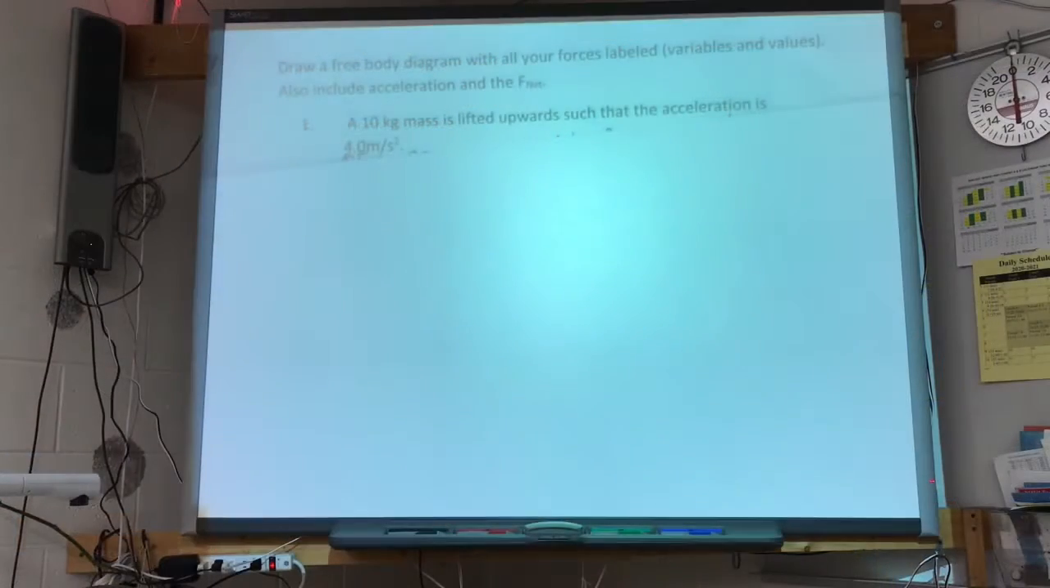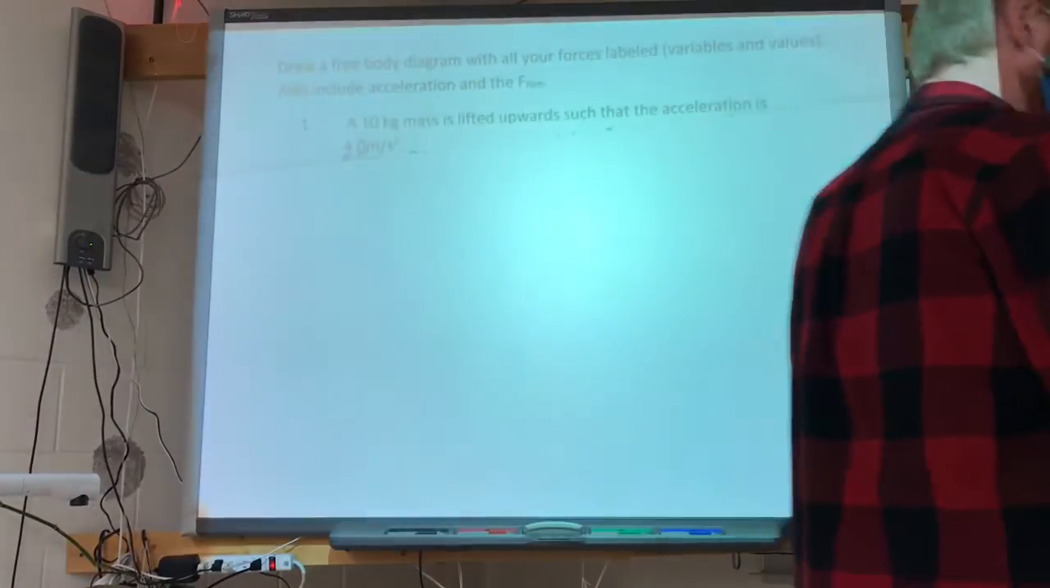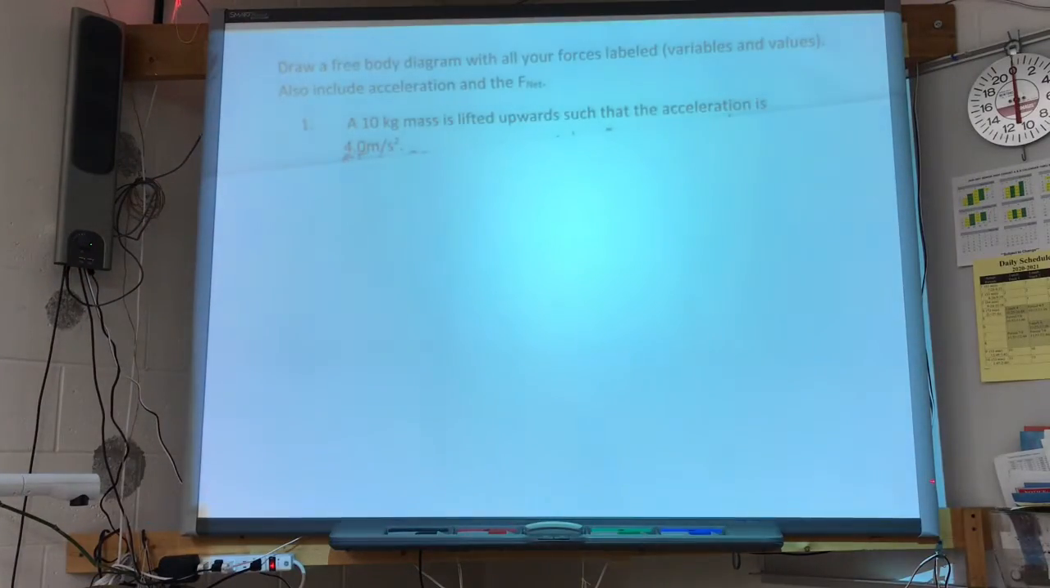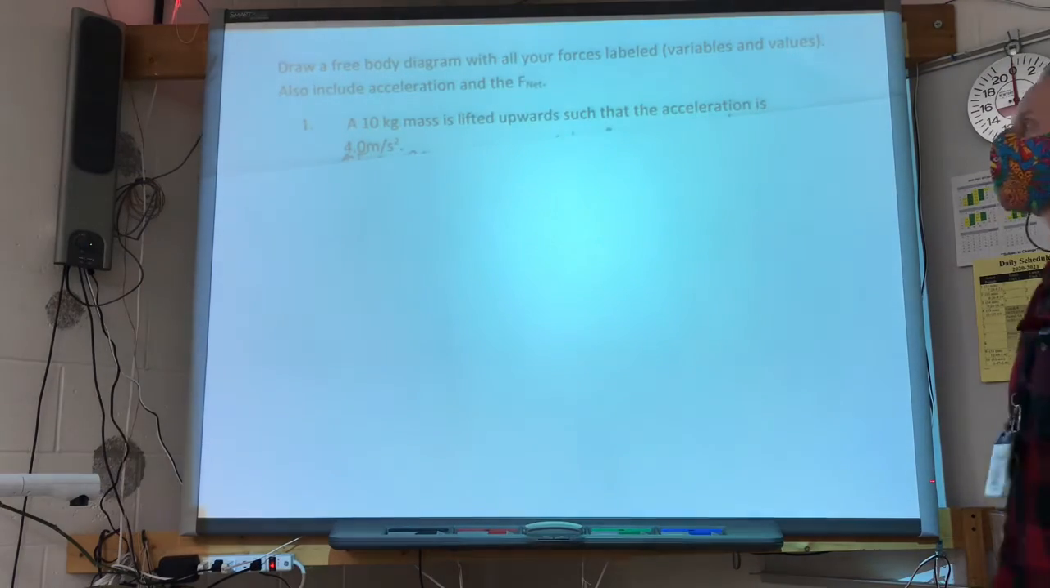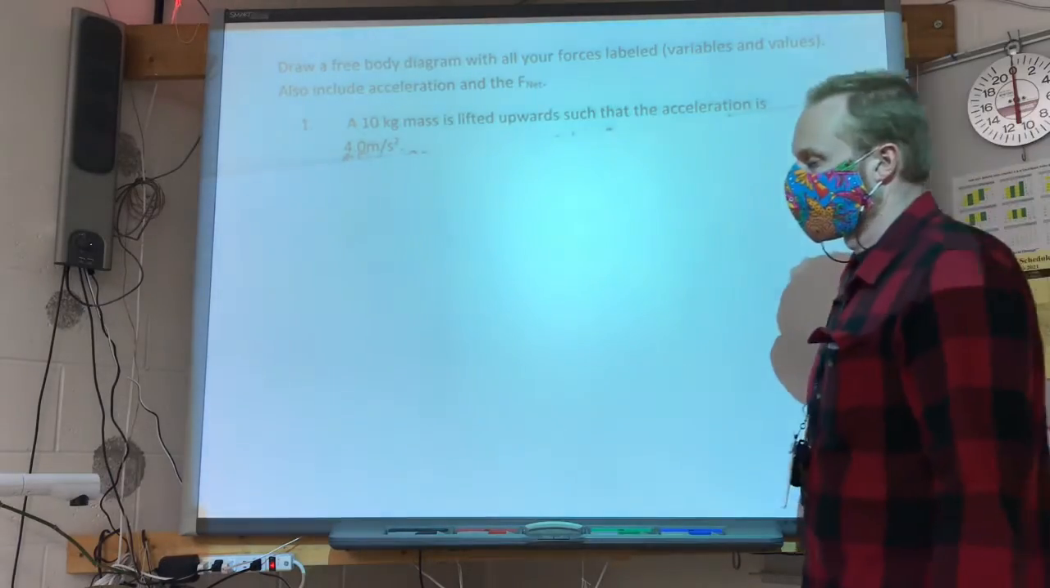Let's take a look at these 2 problems. As I was quick walking around, I saw most of you were kind of wrapping up that first one, didn't quite get to that second one, but I'll keep that in mind. So this is a 10 kilogram object, again, 10 kilograms, F of G is still going to be 98 because the mass didn't change, is lifted upwards such that the acceleration is 4 meters per second squared.